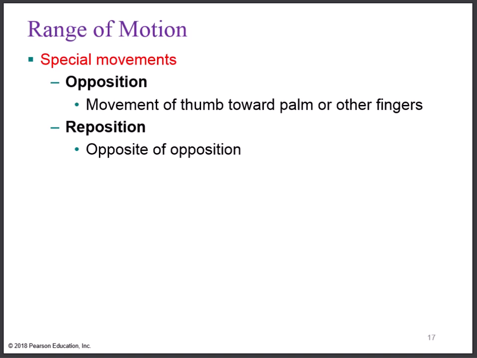Here's a special movement that occurs in the hand. Opposition. This is if you took your thumb and rotated it towards the palm or your other fingers. Maybe you touched your pinky to your thumb, your ring finger, your fourth finger to the thumb, the middle finger, the third finger to the thumb. That would be opposition. And then when you separate the fingers again and go back to normal anatomical position, that would be reposition.